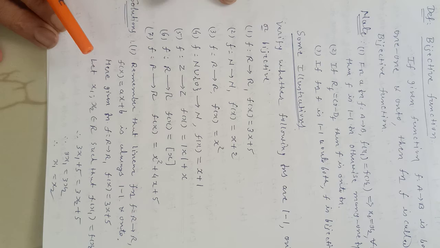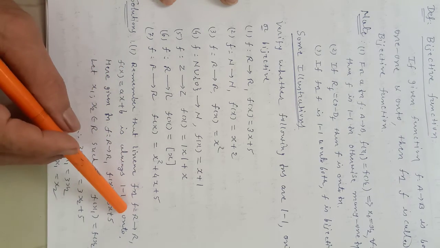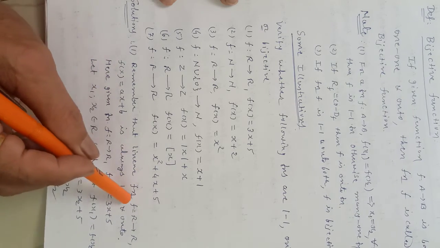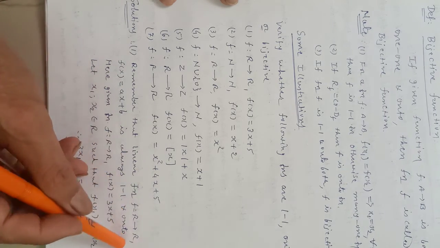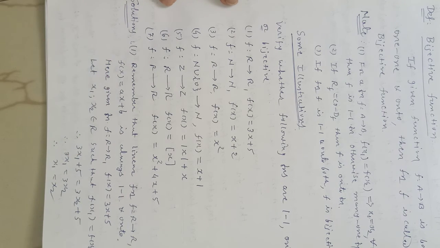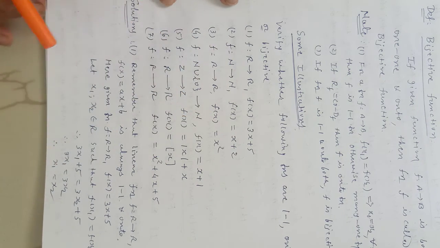What about this? For one-oneness we check. Remember that linear function: whenever we define f from R to R, given by f(x) = ax + b, it is always one-one and always onto. So it is very easy to say it is one-one and onto, but we have to check here.